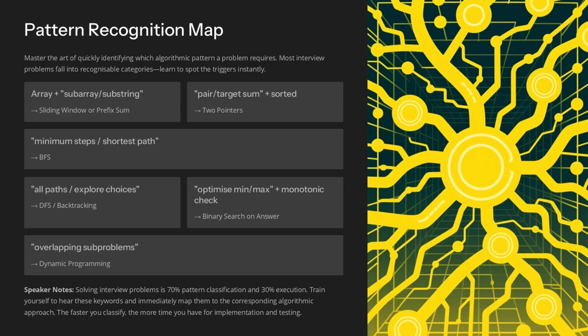Subarray or substring constraints, sliding window or prefix sums. Sorted plus pair target, two pointers. Minimum steps, BFS. All paths or explore choices, DFS or backtracking. Optimize minimum or maximum with monotonic feasibility, binary search on answer. Repeated states, DP.